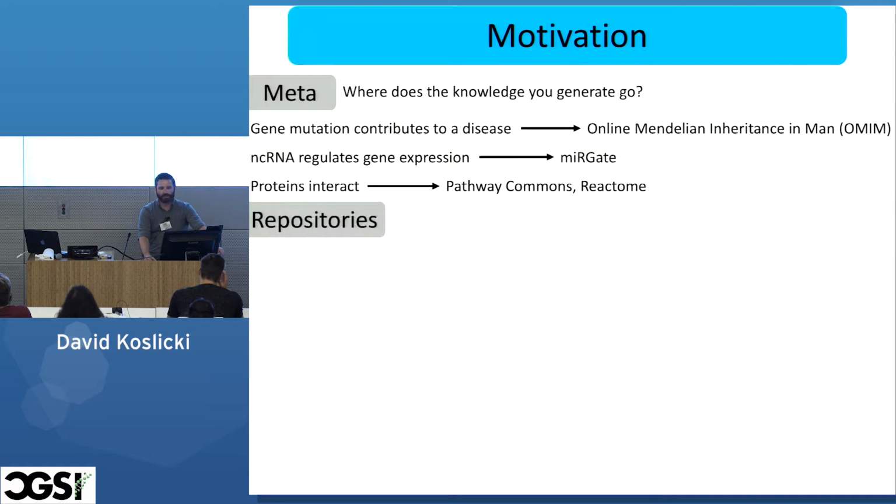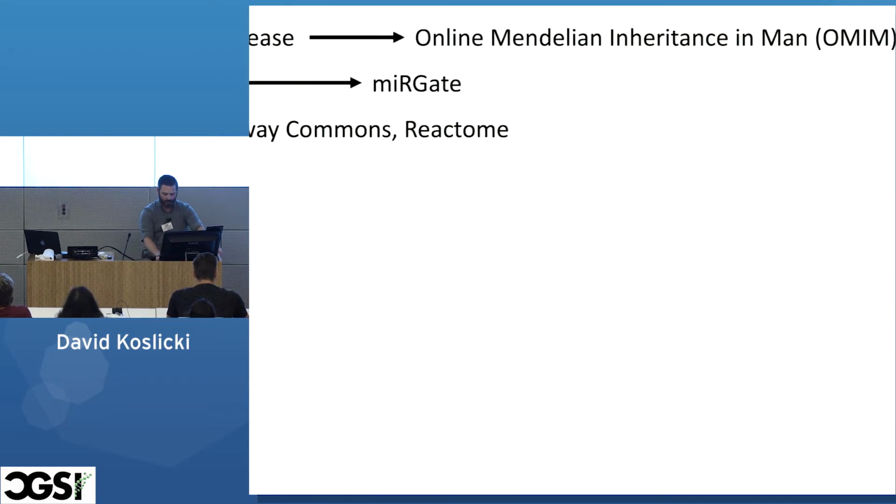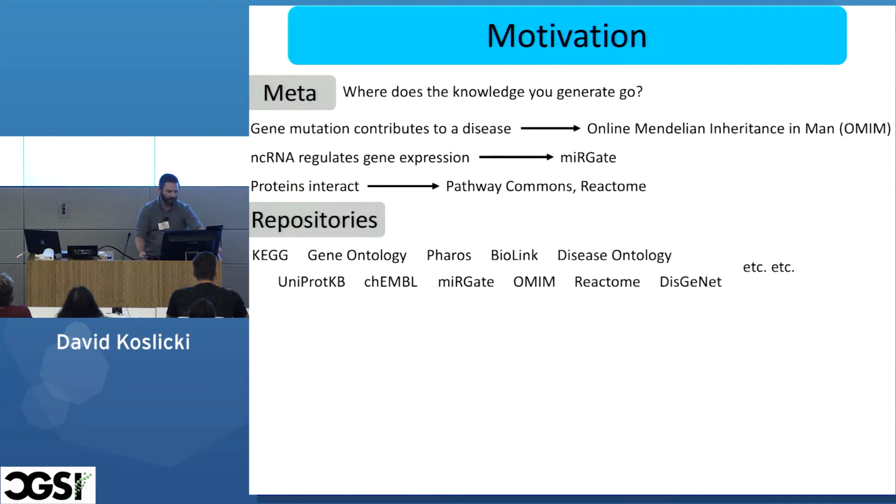So there are lots of different repositories of info out there, as I am sure everybody here is aware of. We have things like KEGG, which has proteins and protein families and pathways, etc., Gene Ontology, and a whole bunch of other repositories that are out there.